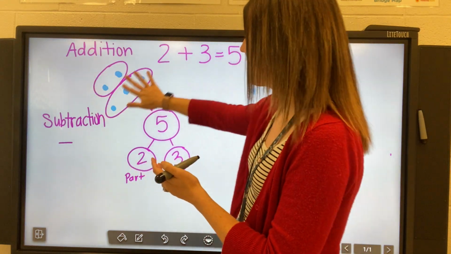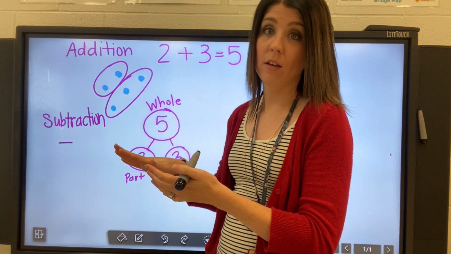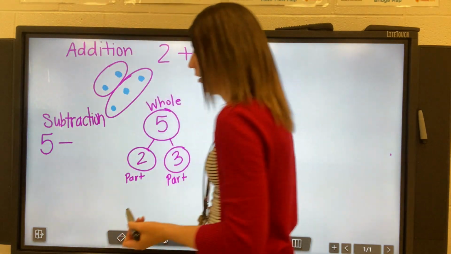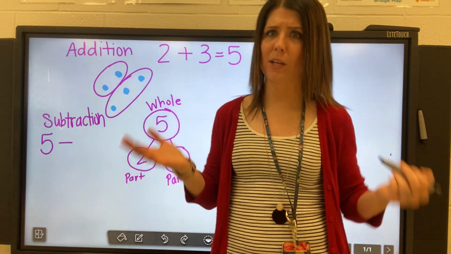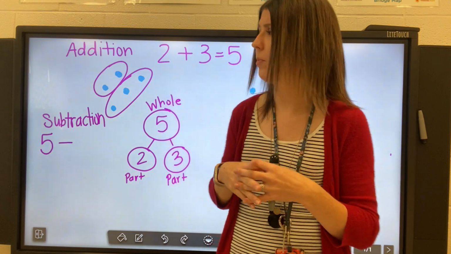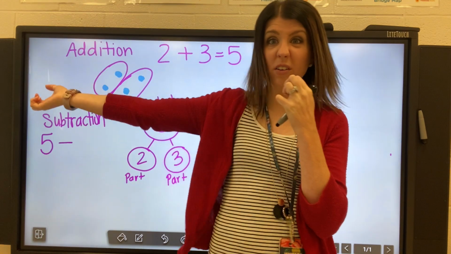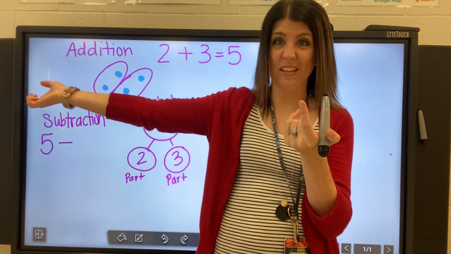So when these dots were together, how many were there? 5. Subtraction always starts with them together because he wants to rip them apart. So he waits till they're together so he can rip them apart. So subtraction says you're together. I want to take part of you away, so part of you is left all by itself.